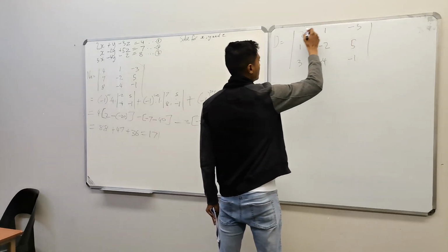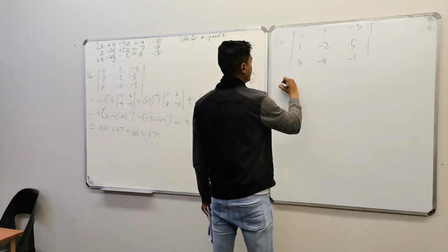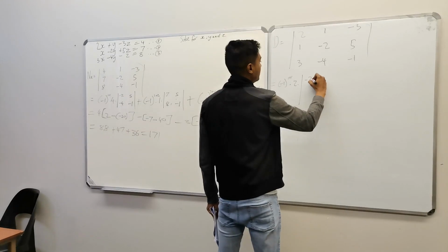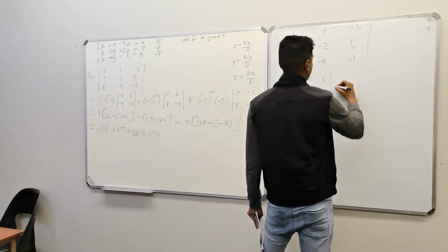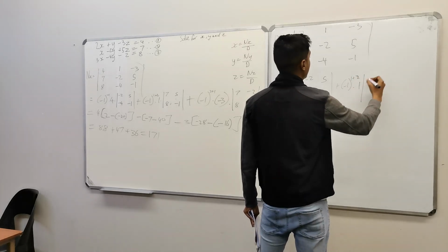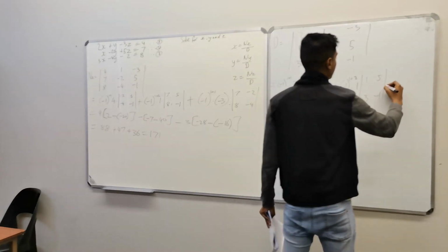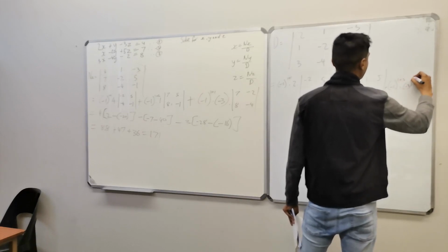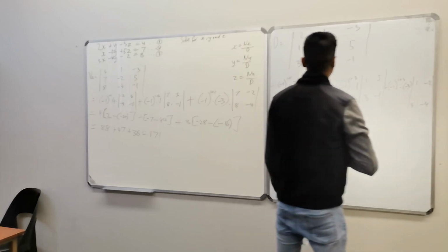So you take the top row. Since we are comfortable with using the top row, we'll stay with the top row. Okay, so it will be minus 1, 1 plus 1 times 2, minus 2, 5, minus 4, minus 2. Right, done. 1 plus 2, 1. So that will be 1, 5, 3, minus 1. 1 plus 3 times minus 3. That will be 1, minus 2, 3, and minus 4.